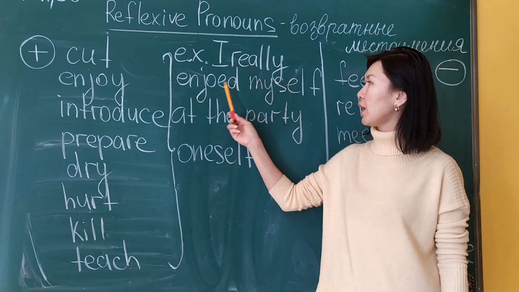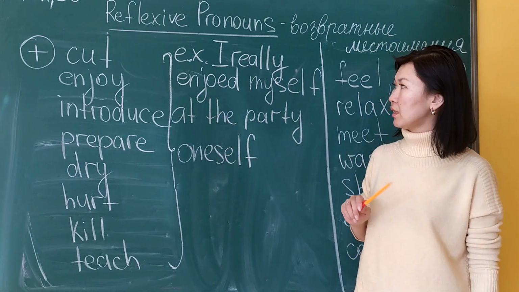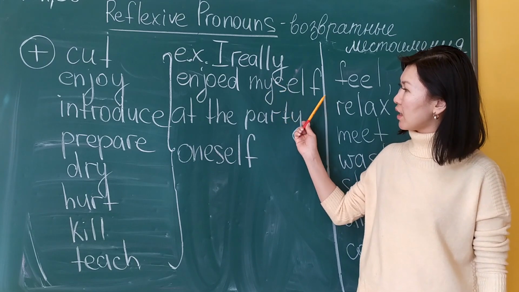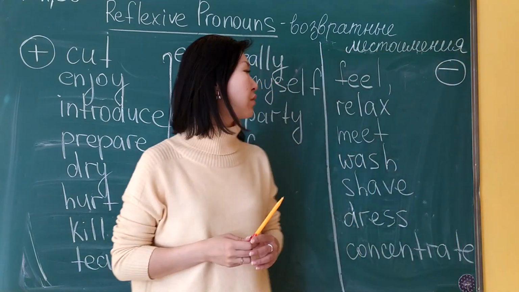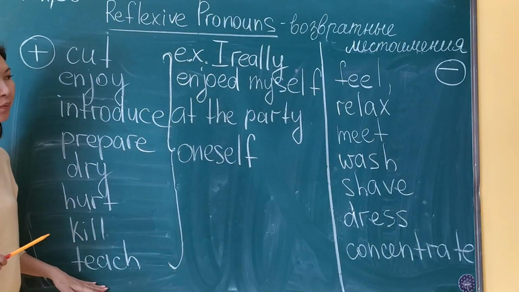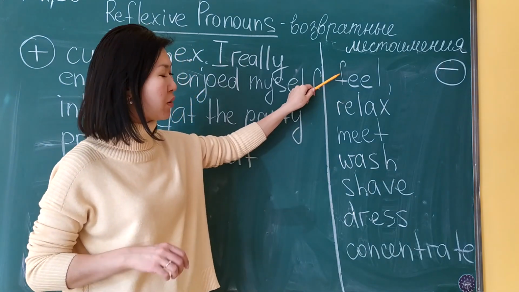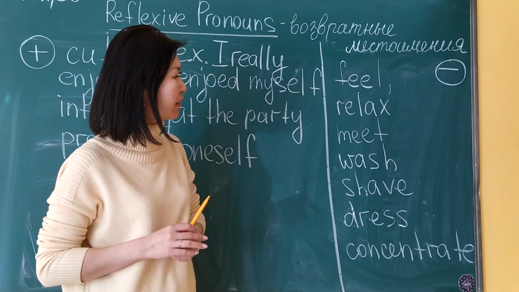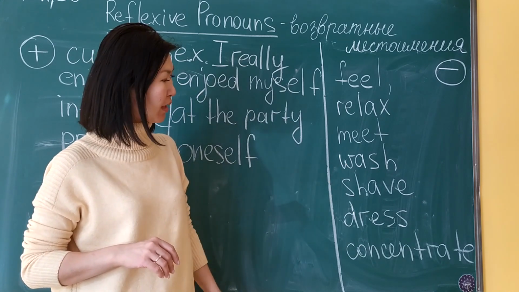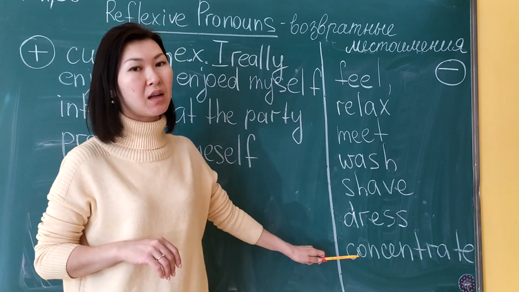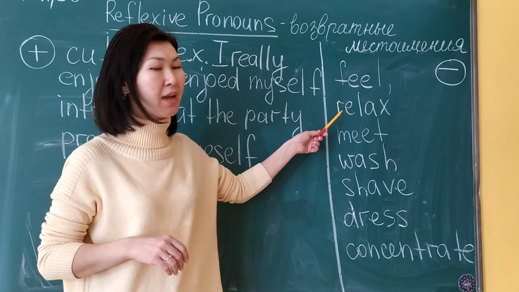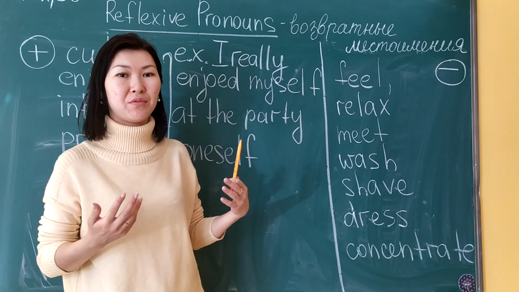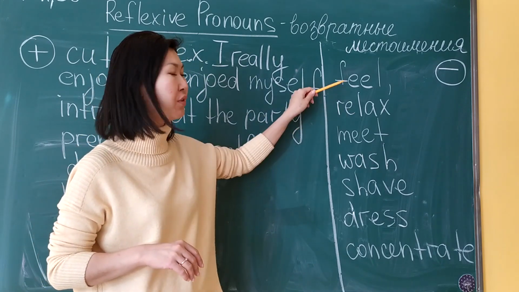For example, I really enjoyed myself at the party. It means that I really had a good time. I really had fun. I really enjoyed myself at the party. So, write down please all these verbs in your copybook. And these are the verbs we don't need to use a reflexive pronoun with. Feel, relax, meet, wash, shave, dress, and concentrate. Usually we say relax, take it easy, for example. We can't say relax yourself. We say only relax, feel.